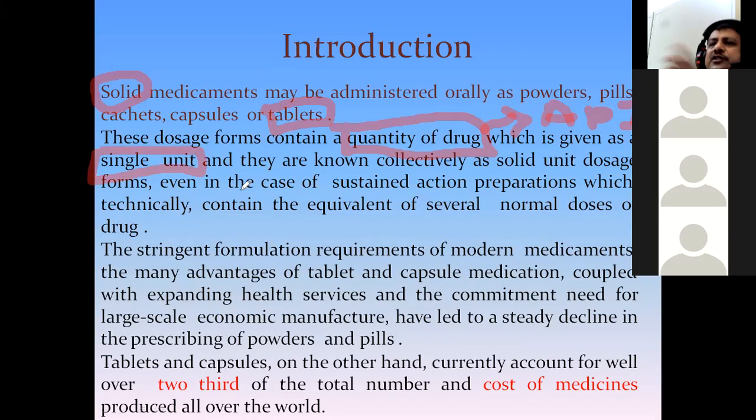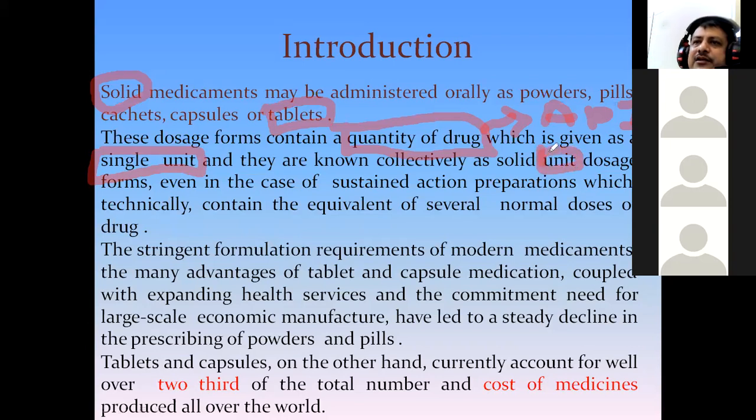So what are tablet dosage forms? Tablet dosage forms are the dosage forms which contain a quantity of drug in a single unit. So a single unit is present, and collectively this is called a solid unit dosage form. Now why? As it is going to be given in a single unit, that is the reason it is called a unit.